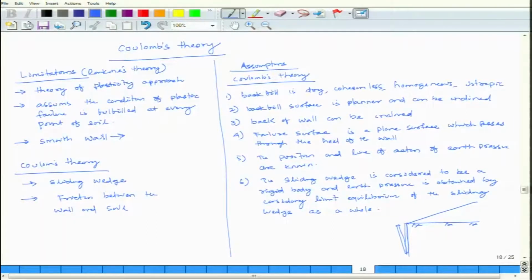Failure surface is a plane surface which passes through the heel of the wall, then position and line of action of earth pressure are known. The sliding wedge is considered to be a rigid body. If I am taking a sliding wedge, this entire sliding wedge is considered to be a rigid body, and earth pressure is obtained by considering limit equilibrium of the sliding wedge as a whole.